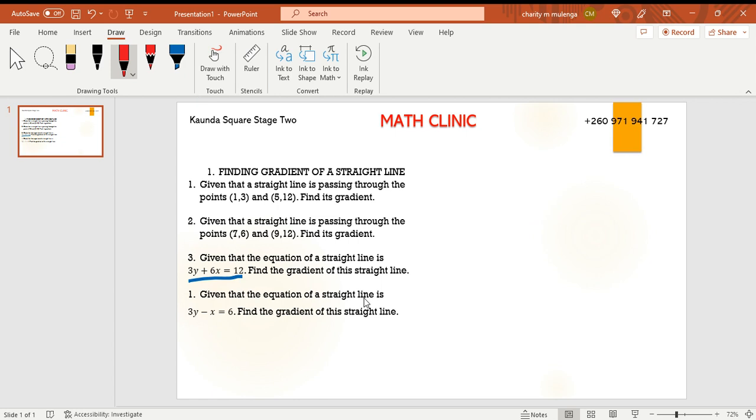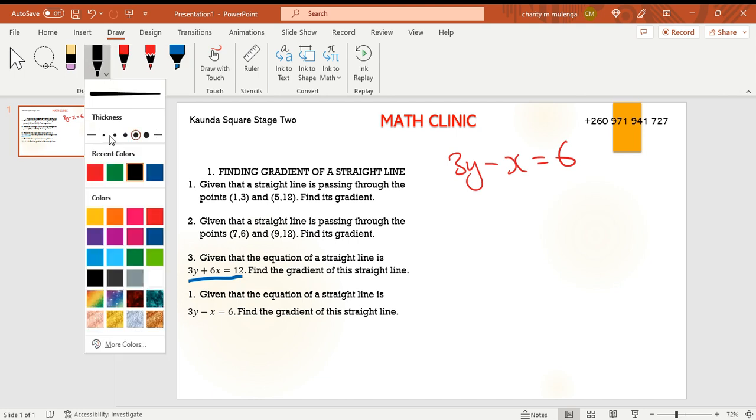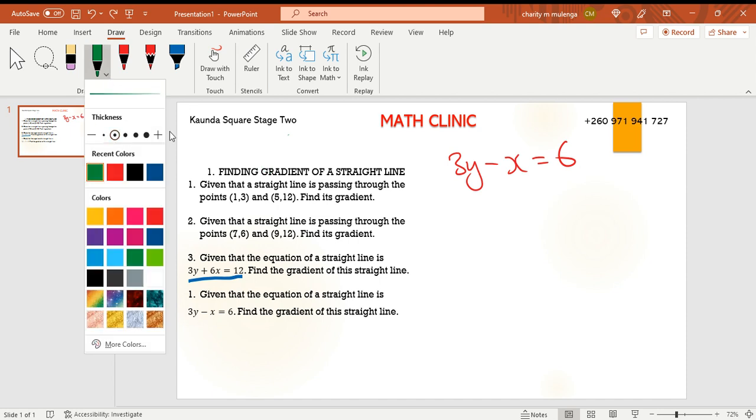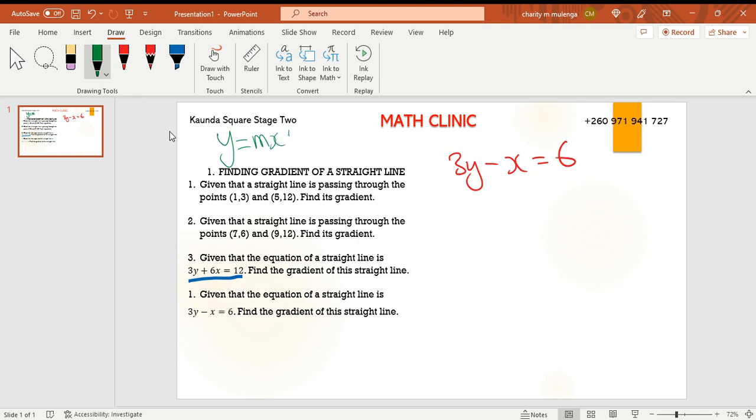Given that the equation of a straight line is 3y - x = 6, again, find the gradient. Remember, we said if we're given a straight line equation and we are asked to find the gradient, we have to make y the subject of the formula. Remember this, don't forget: y = mx + c. Our equation should look something like this, in which m is the gradient.